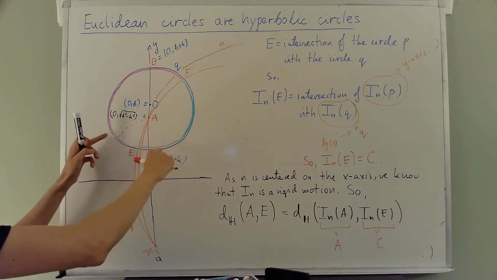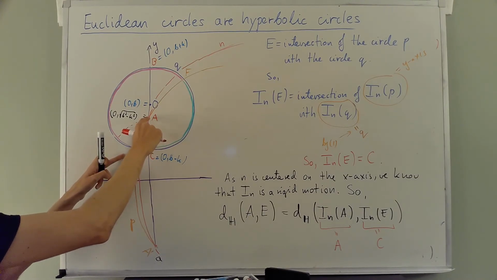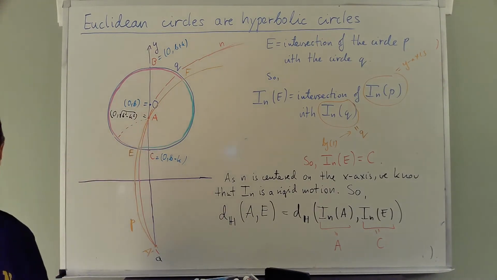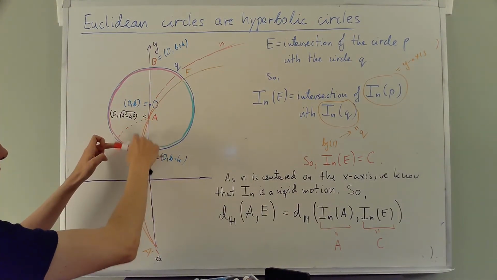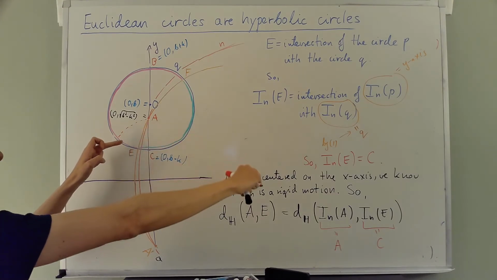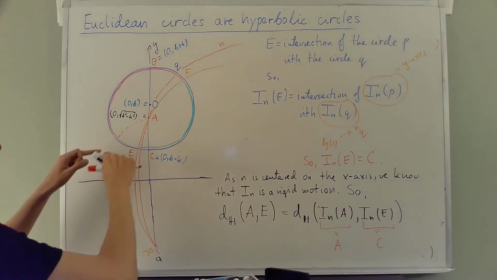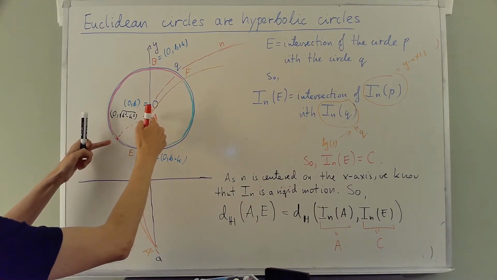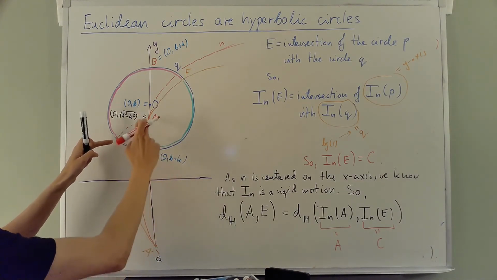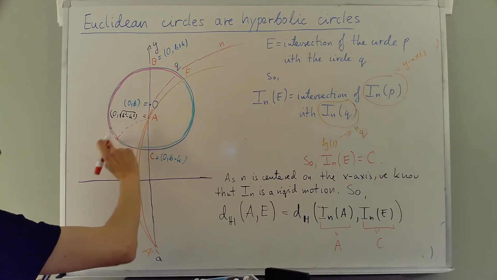Note, why am I taking these arcs? Because if I have points like A and E that are not vertically aligned, then how do I measure the distance between them? I have to draw a geodesic between them. And what are the geodesics between two points that are not vertically aligned? They are circles centered on the x-axis that go through these 2 points. Okay? That's why if I want the distance between this point and that point, I have to look for a circle that is centered on the x-axis that goes through these two. And then the distance is the length of that curve.